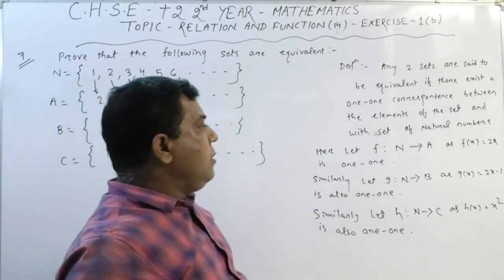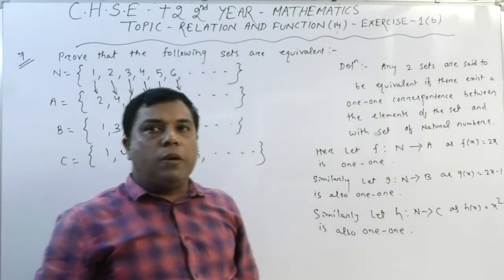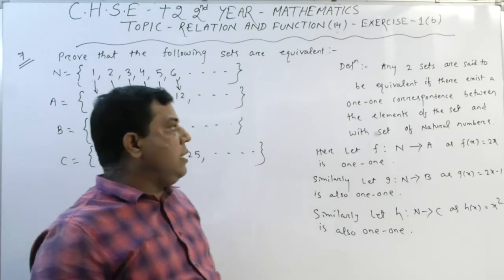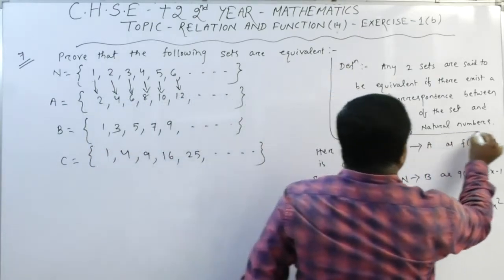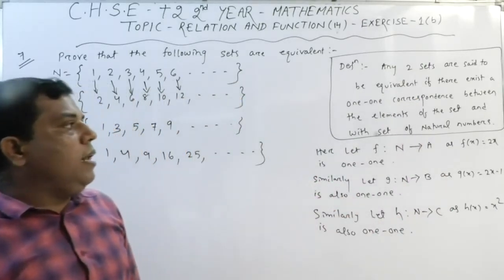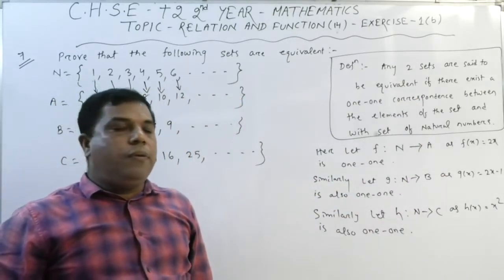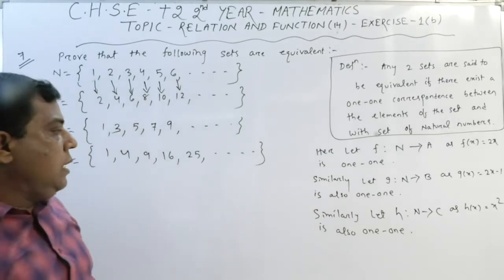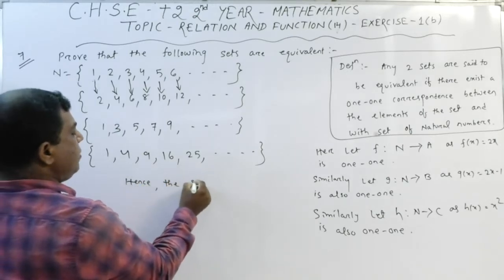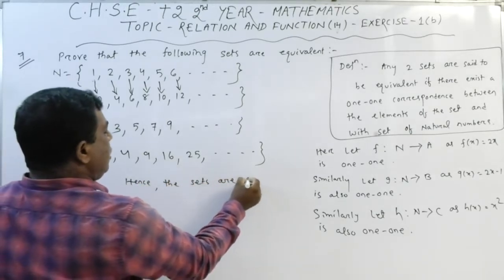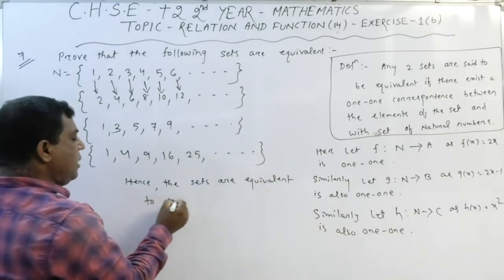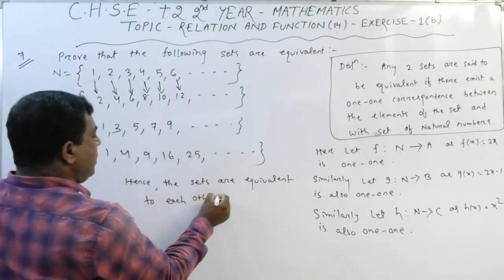So we can say that as there exists a one-one correspondence, hence the sets are equivalent to each other, because that is the definition. Sets are said to be equivalent if there exists a one-one correspondence between the elements of the set and the set of natural numbers. Okay, my dear students, hence the sets are equivalent to each other, because there exists a one-one correspondence.